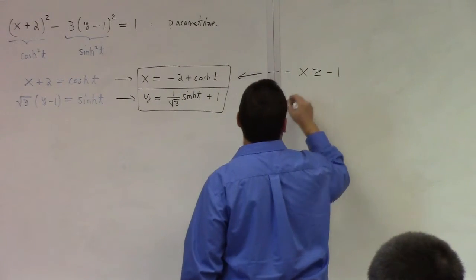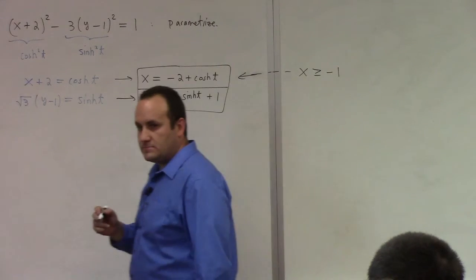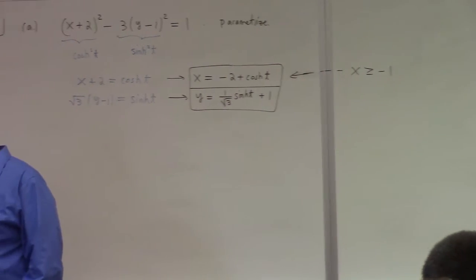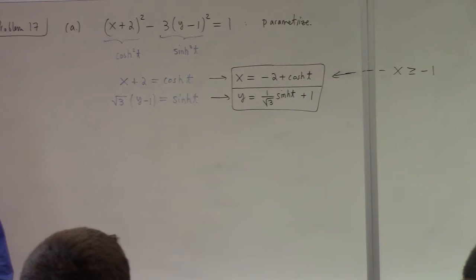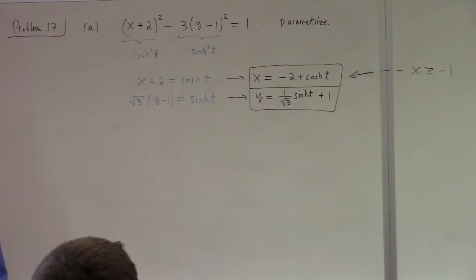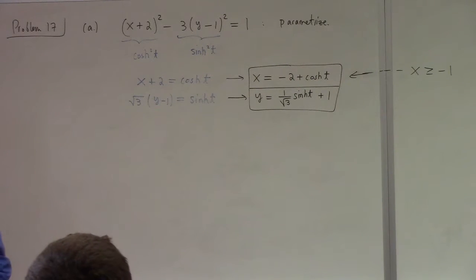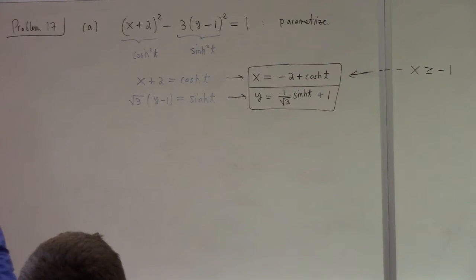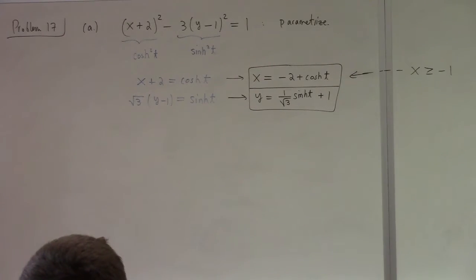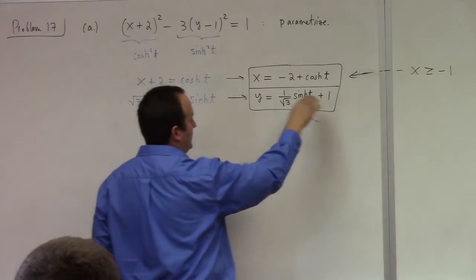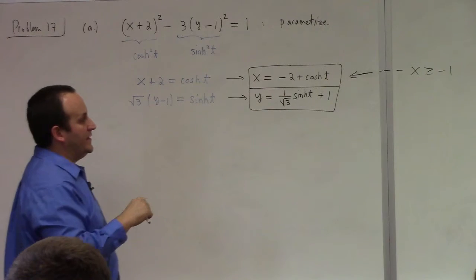Minus 1, actually. Because hyperbolic cosine, at its smallest, is 1, and then it's just bigger. The goal is posted at 1, and it just goes up. So if you think about it, this formula for x is always larger than minus 1.